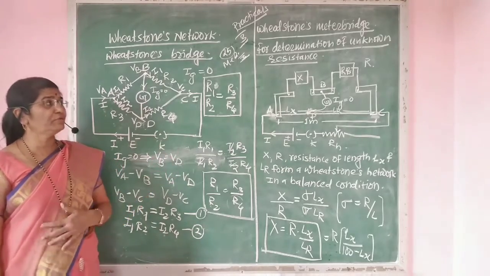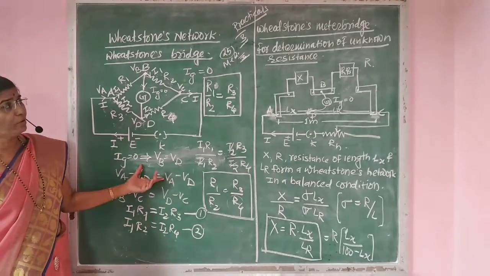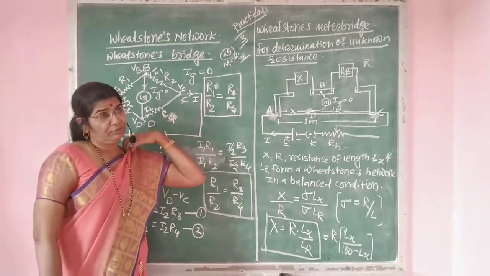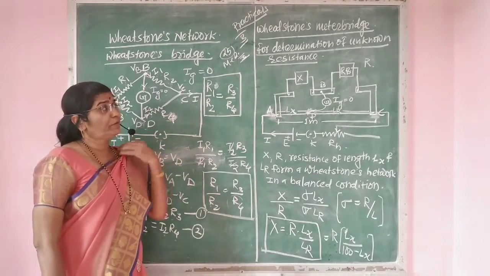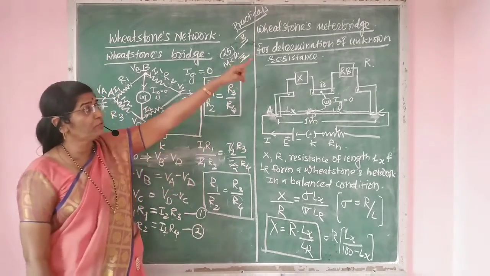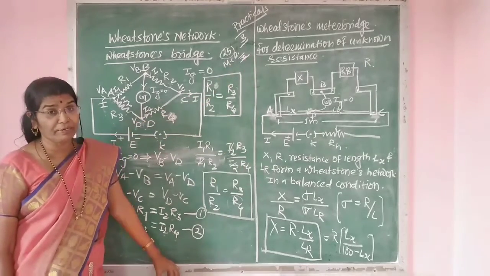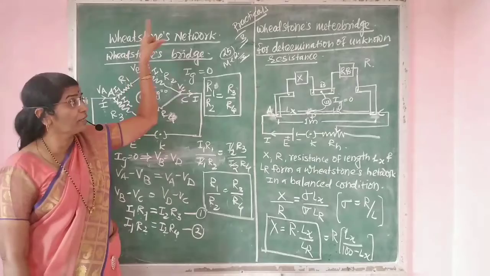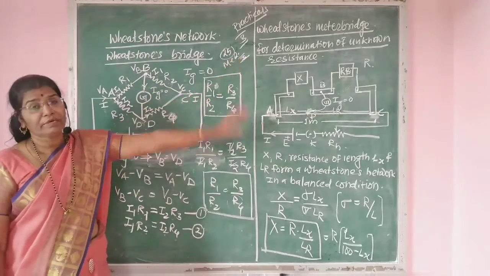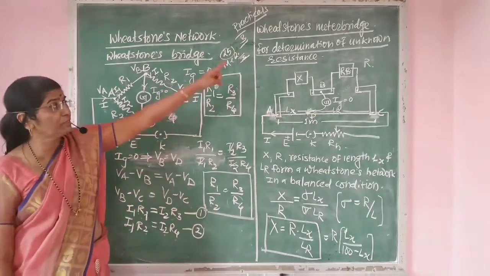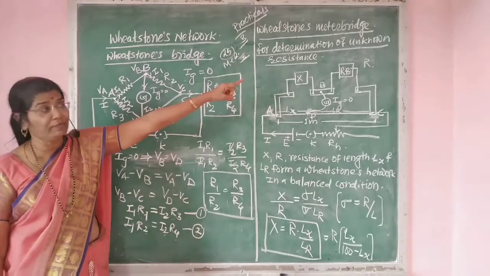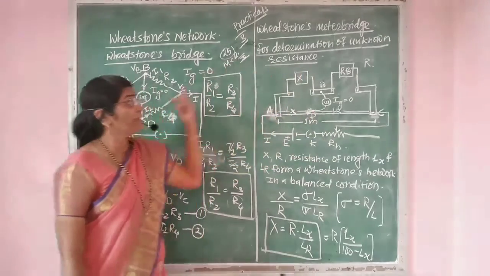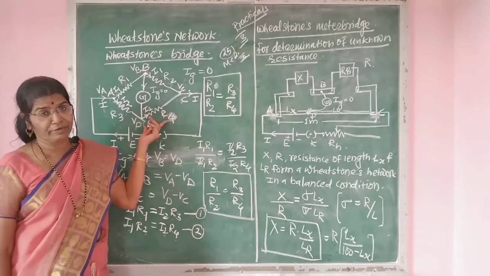After that, we have to see another important concept, that is Wheatstone's meter bridge for determination of unknown resistance. Why do we call it Wheatstone's meter bridge? Because the scientist Wheatstone gave us the meter bridge. Meter means 1 meter wire, and it is based on the principle of Wheatstone's network.